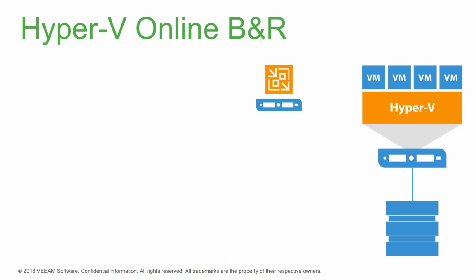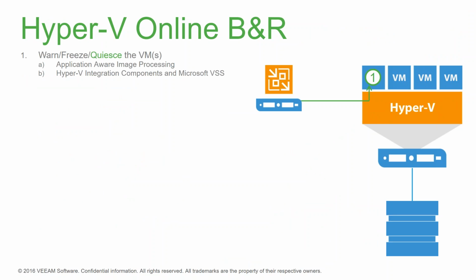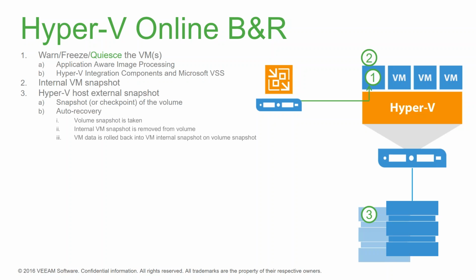Hyper-V side, we've got online backup and replication. So we're going to warn, freeze, and quiesce the VM. We're going to use the Hyper-V integration components and Microsoft VSS when we do this, by the way. We're going to take an internal VM snapshot. We're going to take a host external snapshot or a volume snapshot of the location where those VHD files are sitting.